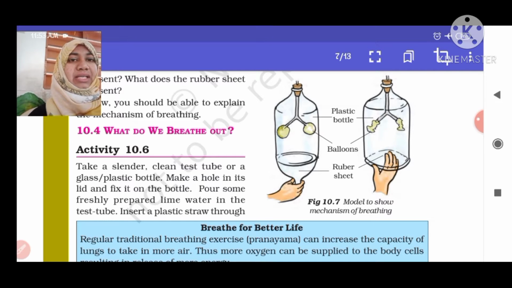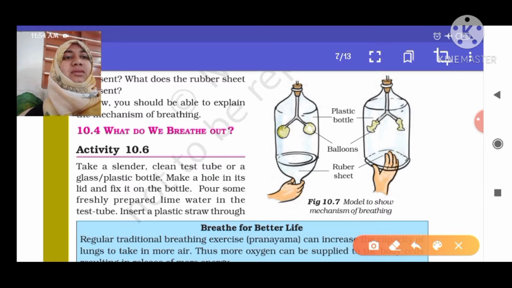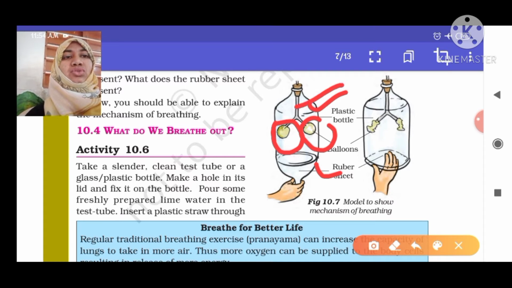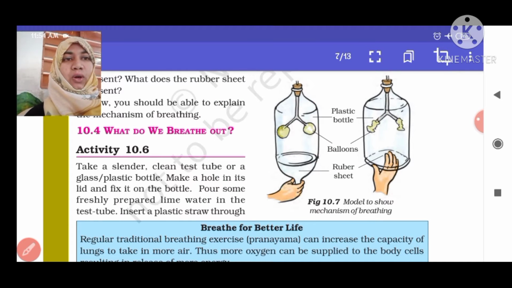Now there is one activity given here. What does this activity say? It is an activity which is similar to the mechanism taking place in the body. What materials are required here? As you see, there is a glass bottle, an empty transparent plastic bottle, and we should take a rubber sheet, two balloons, and a straw having two ends like this, and then a cork.